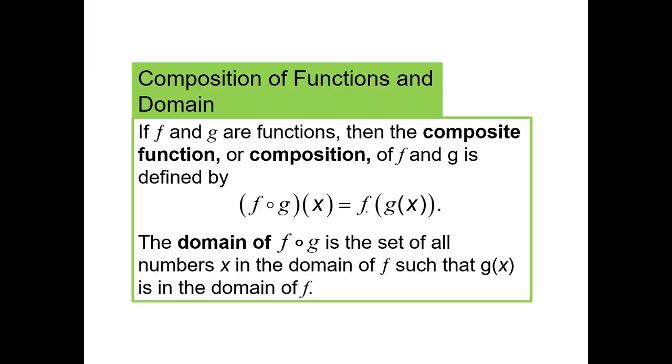If f and g are functions, then the composite function or composition of f and g is defined by f of g of x. Notice we're taking the entire function g of x and we're plugging it into the function f. The domain of f of g of x is the set of all numbers x in the domain of g, such that g of x is in the domain of f.